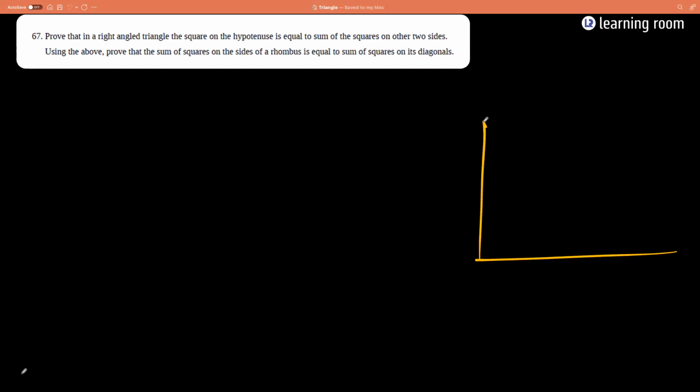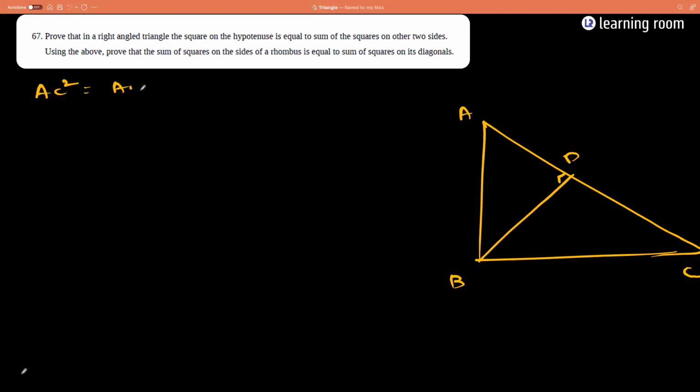So if I take this triangle ABC, and if I drop a perpendicular here, if I call this D, then what did we say? AC square should be equal to AB square plus BC square. This is what is to be proved. Then what else did we take?